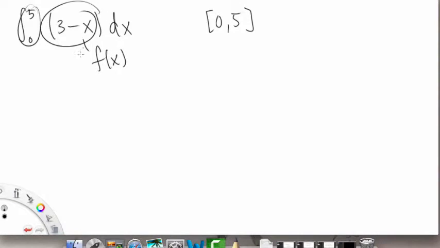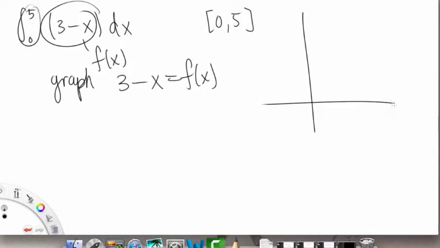Now what we want to do is actually graph this function. We're going to graph 3 minus x is equal to our f of x. Our y-intercept is equal to 3. Here's x and here's y, so we have 1, 2, 3, 4, 5. There's the 3. We're starting at 3 and we have a slope of -1, so we want to go through this point here.